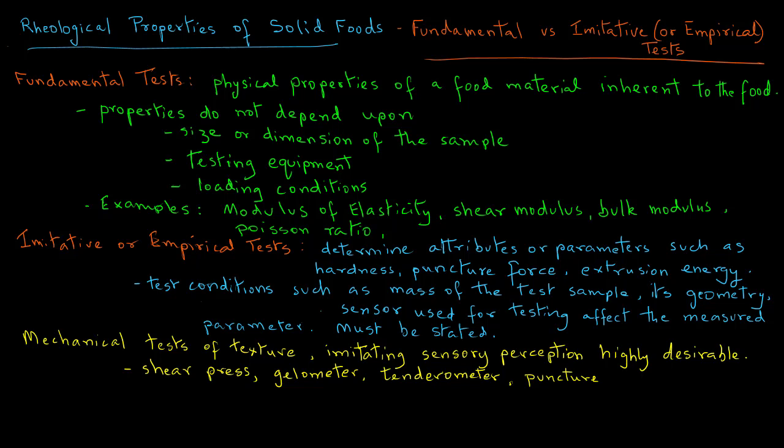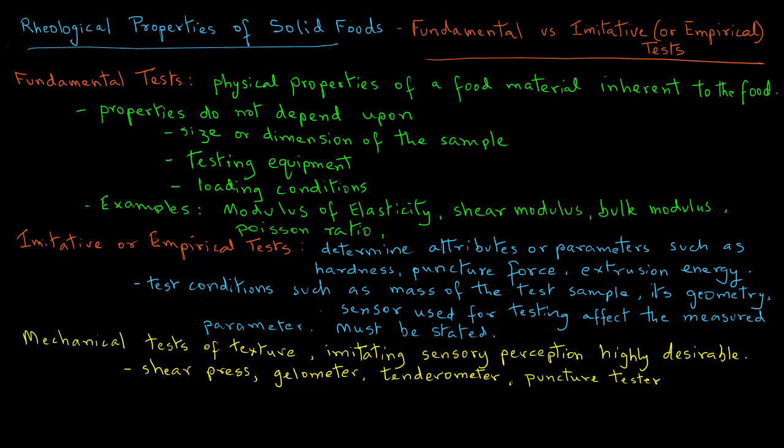These types of testing equipment allow us to determine the empirical or the imitative properties of the food. However, as stated above, the conditions both for the sample that is tested and the type of equipment used to obtain that value must be clearly stated when that value is provided. Whereas we don't have such a requirement for properties obtained via fundamental tests, which are inherent to the food.